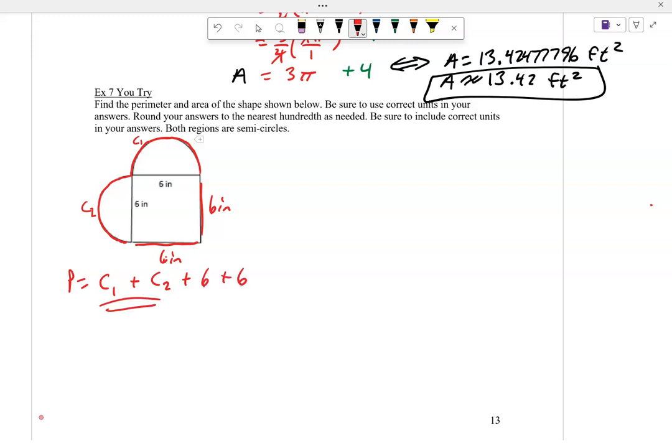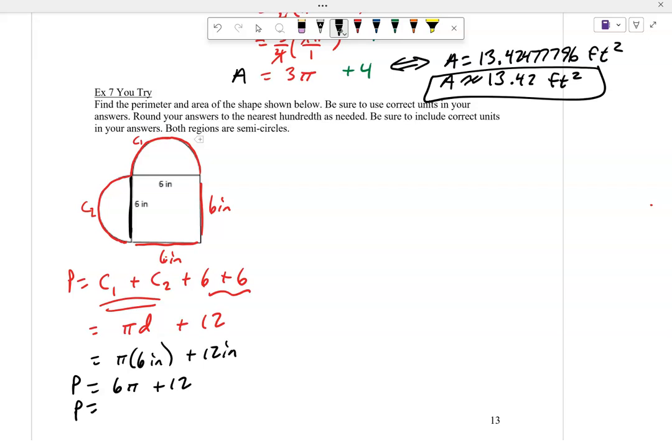Well, these two half circumferences together will make a full circumference, right? So 2 pi times the radius, or pi times the diameter. And then 6 and 6 is 12, because we know our diameter all the way across this is 6. So I got pi times 6 inches plus the 12 inches. So I got 6 pi plus 12 is my perimeter, or 18.85 plus 12, so 30.85 inches. There's my perimeter of this.